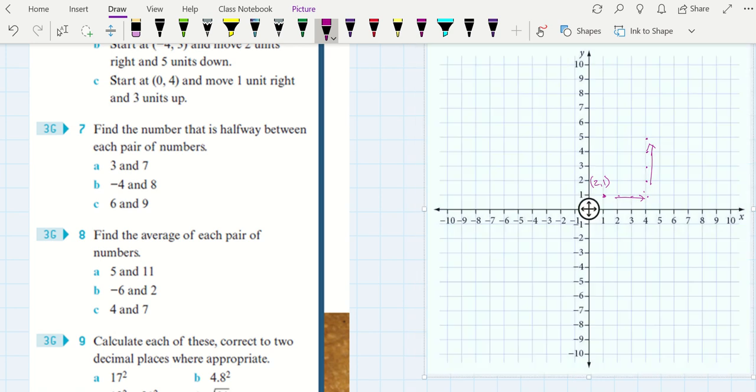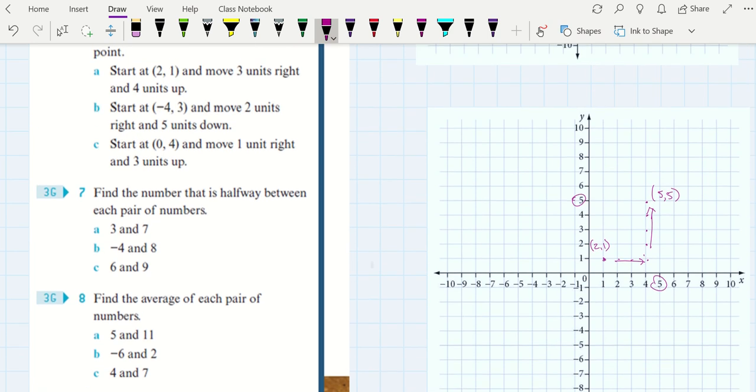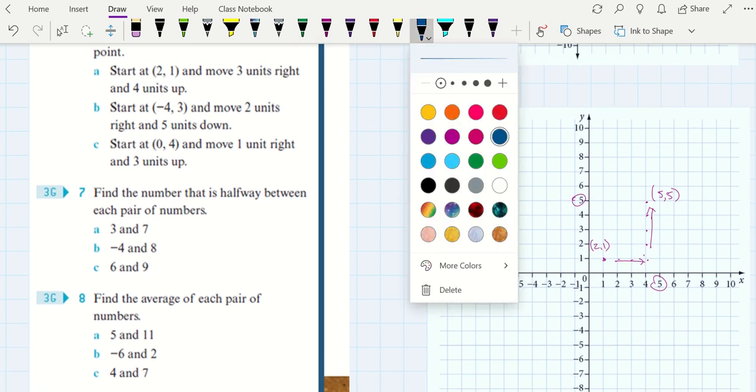What did I do there? No, I think that's all right. Okay, so we've got 5, 5. Okay, let's try a different colour so we don't get too confused.